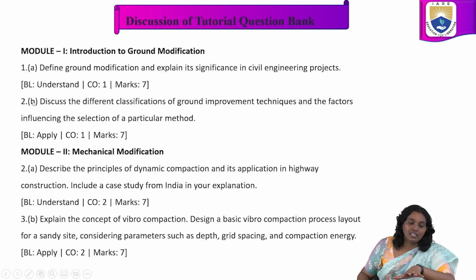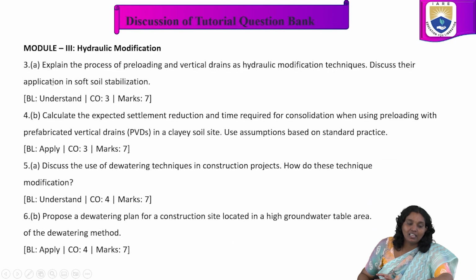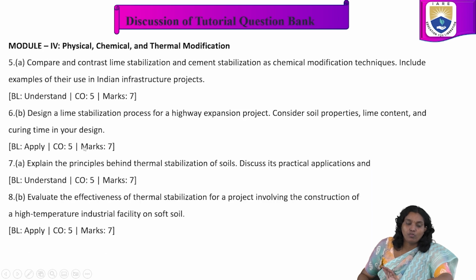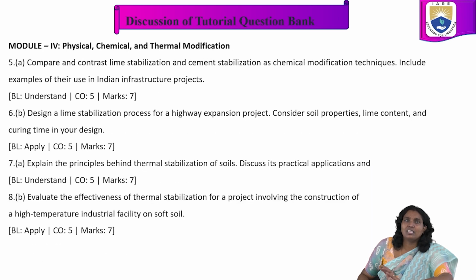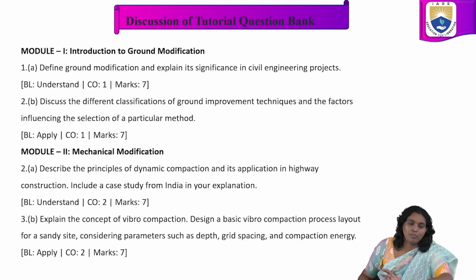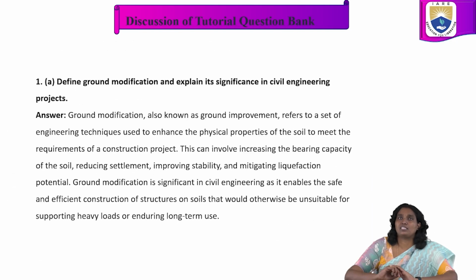For 1A, 1B, there is no choice between them. We have to attempt 1A and 1B and 2A, 2B. In module 3, there is an internal choice between, so we may have 3A, 3B or 4A, 4B. Within them, one question is enough. From module 4 also, one question is enough. Similarly, module 5. These are the types of questions we have.